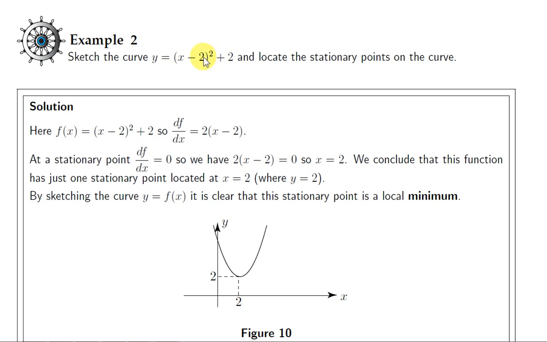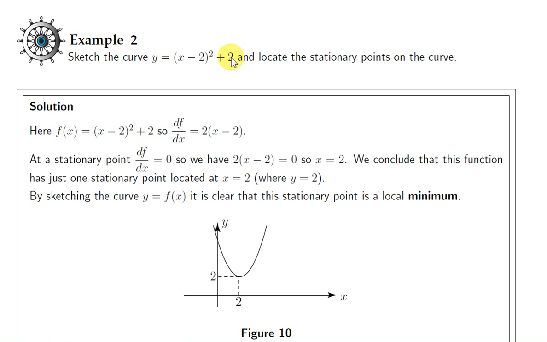We could also see that the minimum value of this function must be at 2, because if we plug 2 in here, we get 0 squared plus 2. And that's the smallest value that this expression can have. So 0 squared plus 2 equals 2 is the smallest value we can have, because if we plug in any other value of x, this thing inside the brackets is not 0. And we will be adding a positive quantity onto 2. So we'll be getting a value greater than 2 for values of x other than 2.